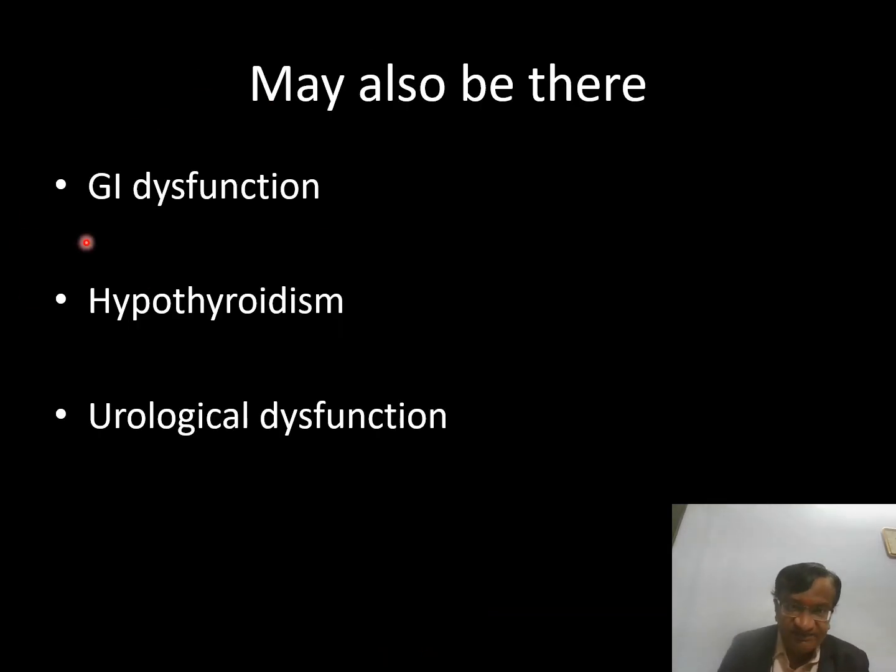There may be GI dysfunction, hypothyroidism, urological dysfunction. Very important. There may be some pain, and this CRPS can cause urological dysfunction. So the patient will go to a neurologist. The patient will go to a gastroenterologist, endocrinologist with this. To correct this CRPS, then your urological dysfunction may disappear. This is the most important thing which I want to tell for all people who listen to this.